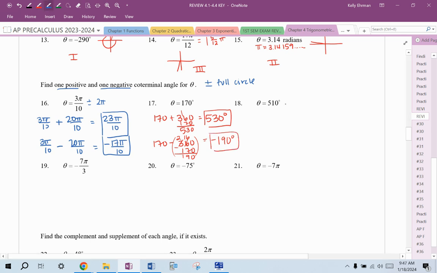510 is more than a full circle, so you could add 360 to it and get 870 degrees. That's fine for an answer for a positive coterminal. But if you subtract 510 minus 360, the answer that you get is going to be positive.